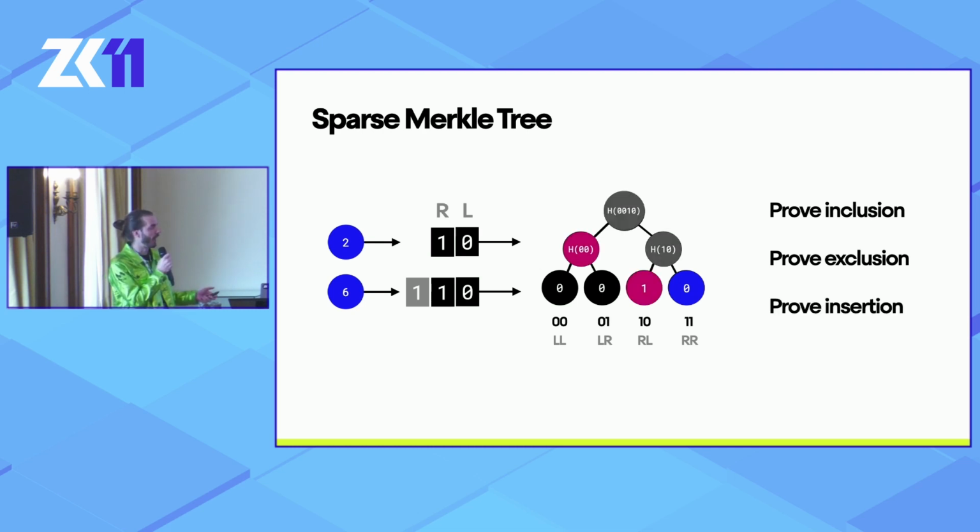And then if you want to prove insertion, well, it's a combination of proving first that it wasn't in the tree, and then proving that now it is in the tree. So the old hash would have to equal the exclusion proof, and the new hash of the tree would equal the inclusion proof once you've included it.